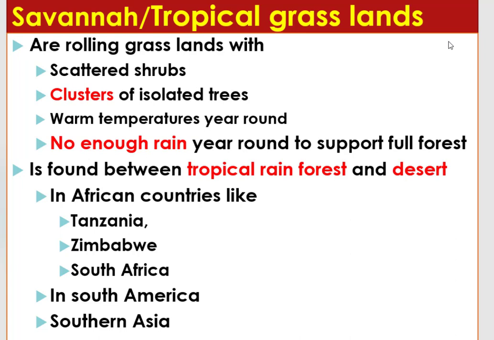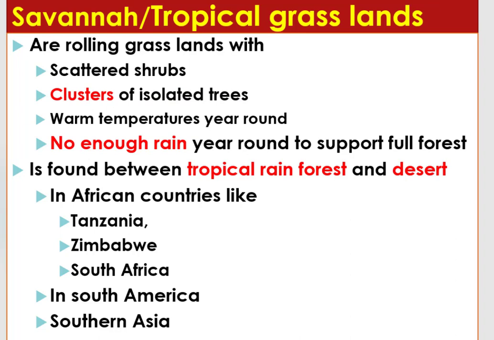In this lesson, we are going to study characteristics, location, climatic factors, and types of fauna and flora that are adapted in this biome. Savanna or tropical grasslands are one of the terrestrial biomes, which are rolling grasslands with scattered shrubs and clusters of isolated trees. That means shrubs and isolated trees form patch distribution throughout the grasslands.